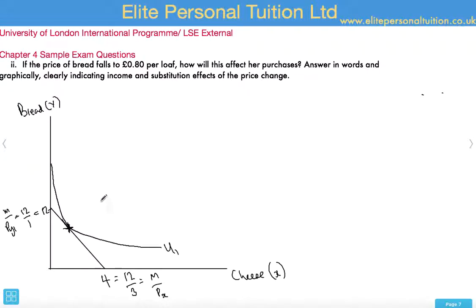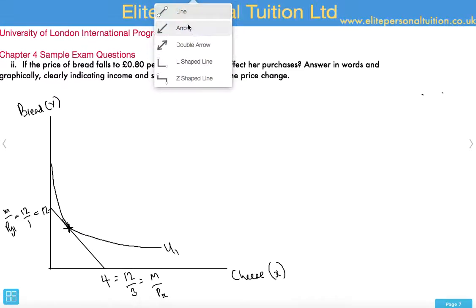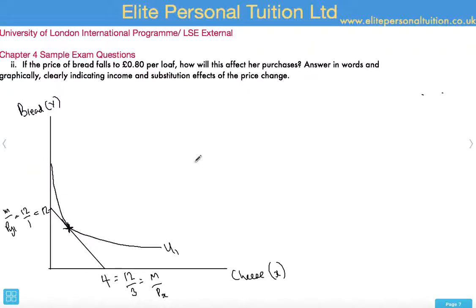So from the first part of the question, we're currently in this position. We're then told that the price of bread falls to 80 pence per loaf. How will this affect her purchases? So what we need to do is understand that a decrease in the price of a good will cause a swivel in our budget constraint. A decrease in the price of bread, which is on our y-axis, will cause our budget constraint to swivel in this way.